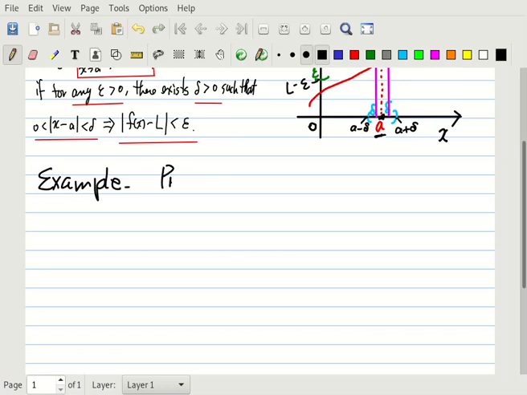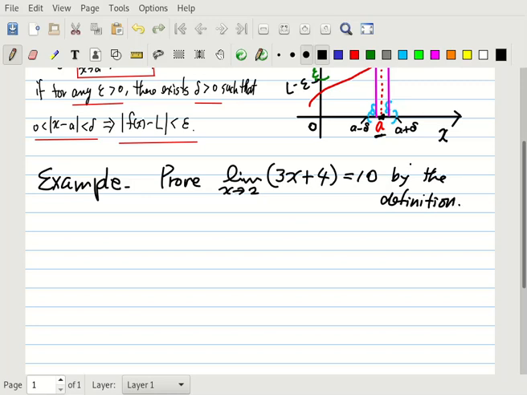Prove that the limit as x approaches 2 of 3x plus 4 is 10, by the formal definition. Okay, let's prove this.